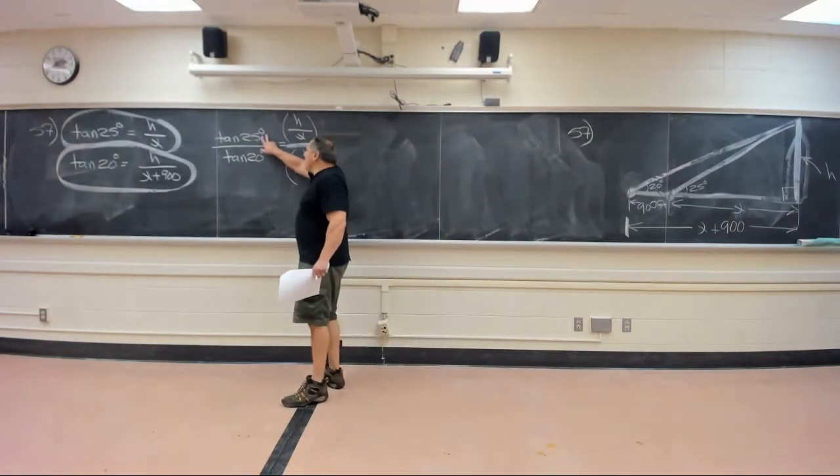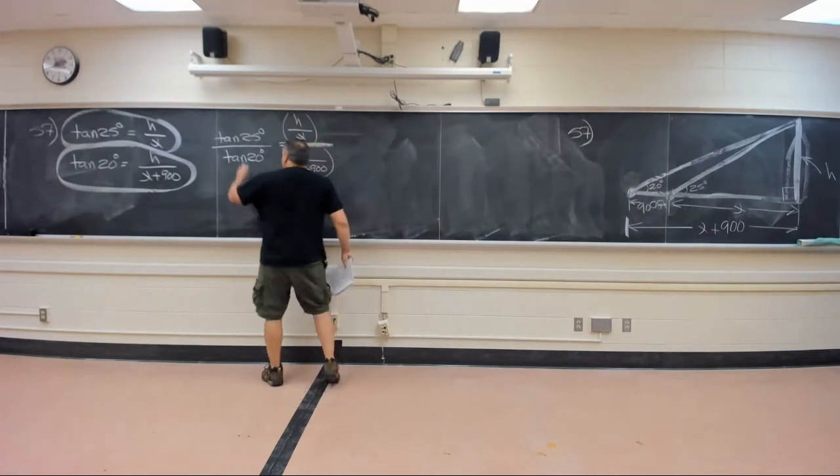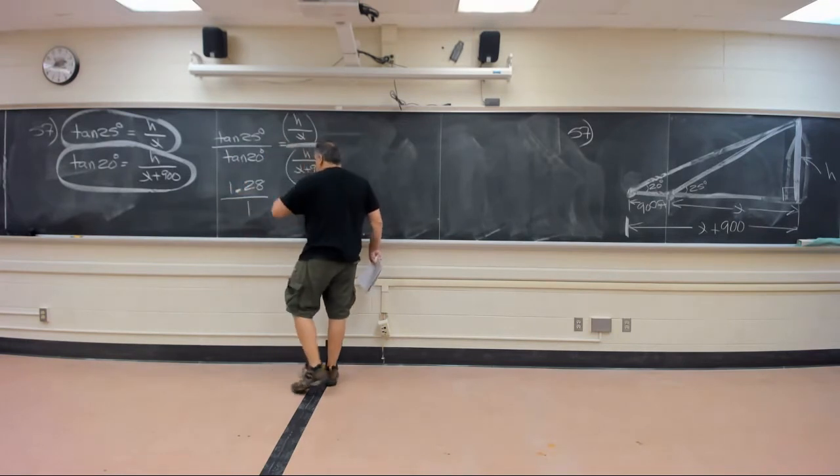The tangent of 25 degrees is some answer. The tangent of 20 degrees is some answer. When you do the ratio, it comes out to about 1.28. The ratio of these two things is 1.28. So I'll tell you what I'm going to do. 1.28 divided by 1, that's the same as 1.28.